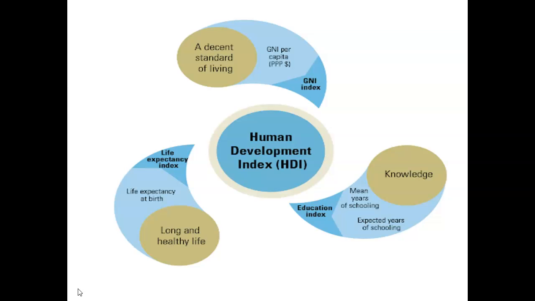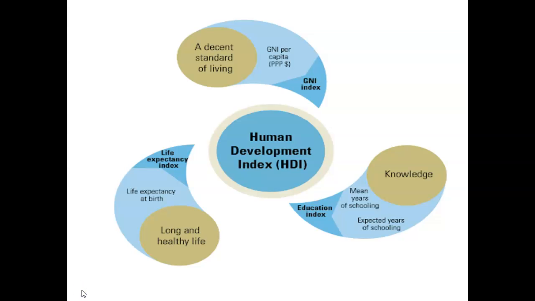The UN puts out the HDI every year, and this HDI assesses the affluence of countries around the world. There are three primary ways the United Nations uses the Human Development Index to gauge where a country ranks. A decent standard of living can be reflected in the GNI, or gross national income per capita. The second category is a long and healthy life. This is reflected in the life expectancy. This is how long the average person in a country is expected to live.